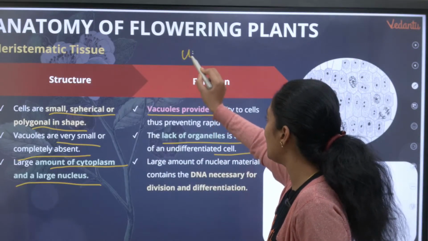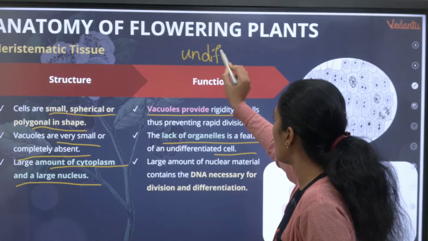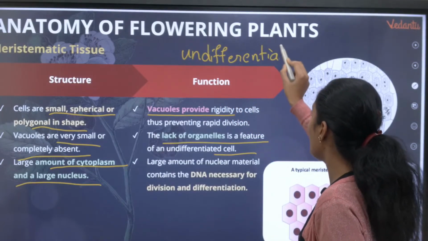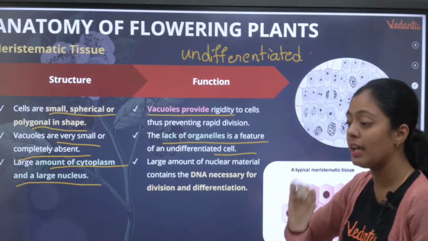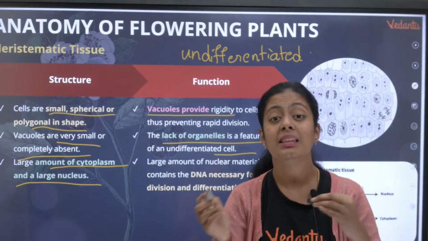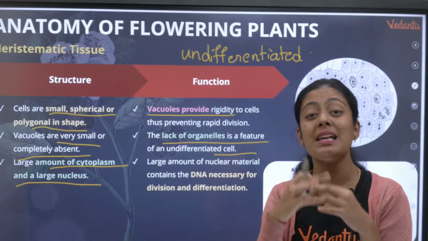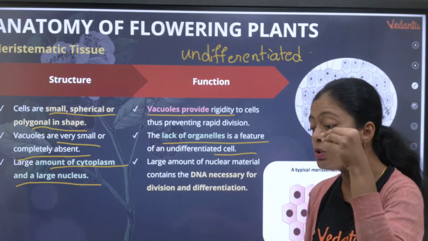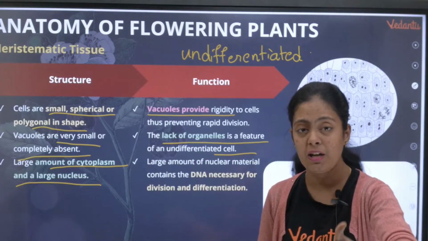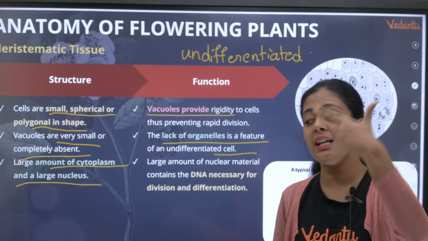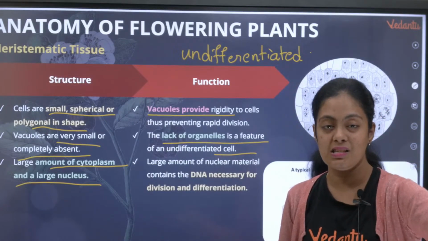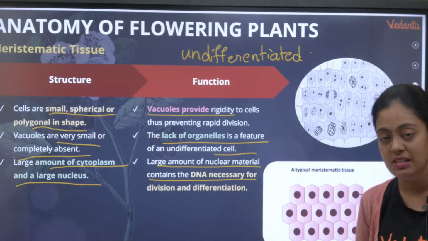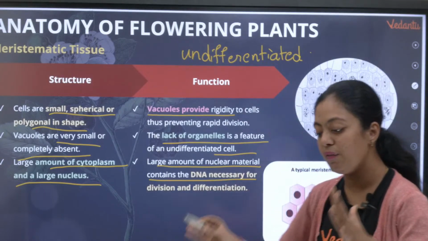So can anyone tell me what is the meaning of this undifferentiated cell? யாராச்சும் சொல்லுங்க. Plant growth and developmentல நான் சொல்லி கொடுத்திருந்தேன். Undifferentiatedனா என்ன? They do not have any specific function. Okay, they lack specific function. So meristematic cells எப்படி நீங்க define பண்ணுவீங்கன்னா rapidly dividing undifferentiated cells. Okay, so large amount of nuclear material contain DNA that is necessary for the division and differentiation.